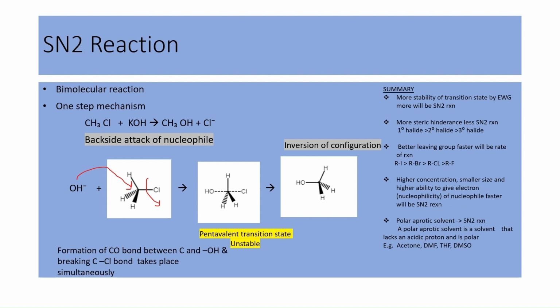The key point is that it is a one-step mechanism. By a bimolecular reaction, backside attack of the nucleophile takes place on the carbon with the leaving group. A pentavalent, unstable transition state is formed. The formation of the C-O bond between C and O and the breaking of the C-Cl bond take place simultaneously. The product, alcohol, which is formed, has inversion of configuration. OH gets attached to the position opposite to that of Cl.